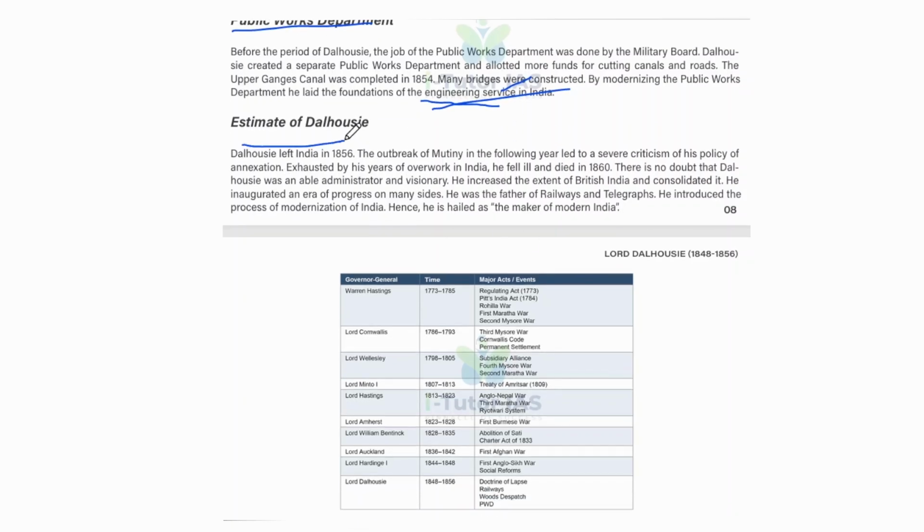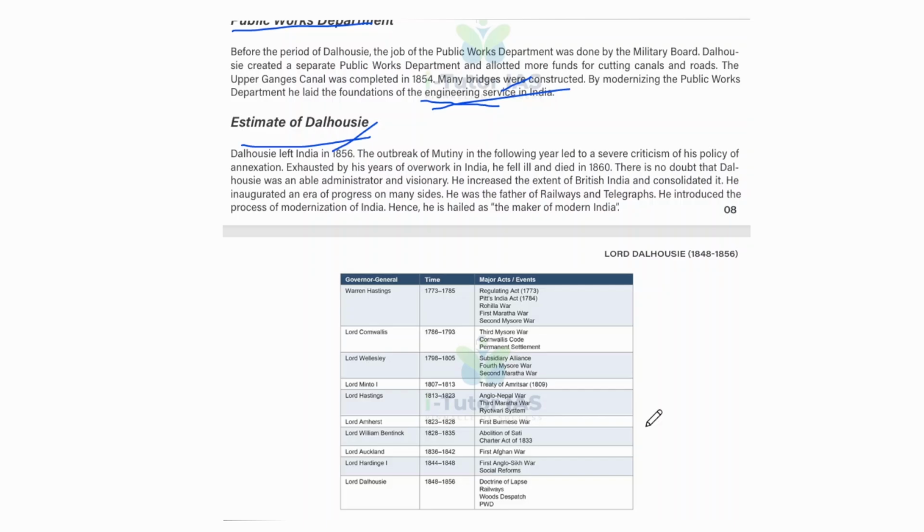Okay, and the overall estimate of Dalhousie's time period: he left India in 1856, and the outbreak of mutiny in the following year led to severe criticism of his policy of annexation. Exhausted by his years of overwork in India, he fell ill and died in 1860. There is no doubt that Dalhousie was an able administrator and visionary. He increased the extent of British India and consolidated it. He inaugurated an era of progress on many sides, and he was the father of railway and telegraph.